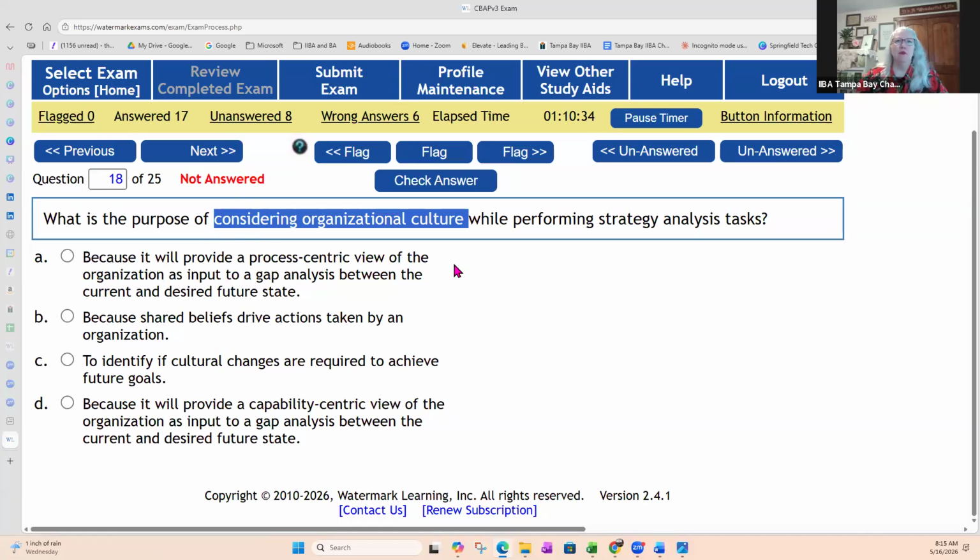Is it because it will provide a process-centric view of the organization as input to a gap analysis between the current and desired future state? Because shared beliefs drive actions taken by an organization? To identify if cultural changes are required to achieve future goals? Or because it will provide a capability-centric view of the organization as input to gap analysis between current and future state? What can we eliminate, guys?